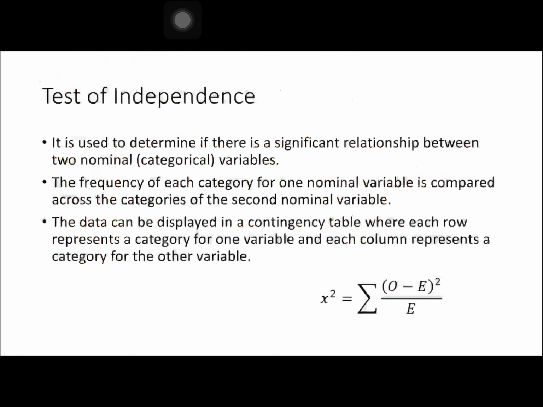Okay, so the test of independence is used to determine if there is a significant relationship between two nominal categorical variables. The frequency of each category for one nominal variable is compared across the categories of the second nominal variable. The data can be displayed in a contingency table where each row represents a category for one variable and each column represents a category for the other variable. So again, we can use this formula.